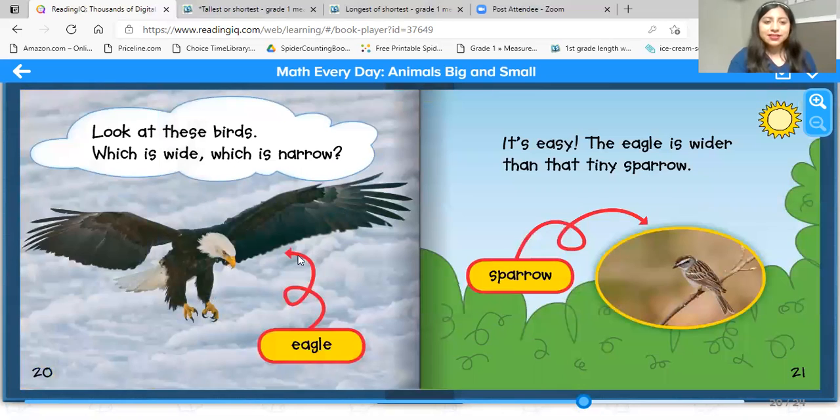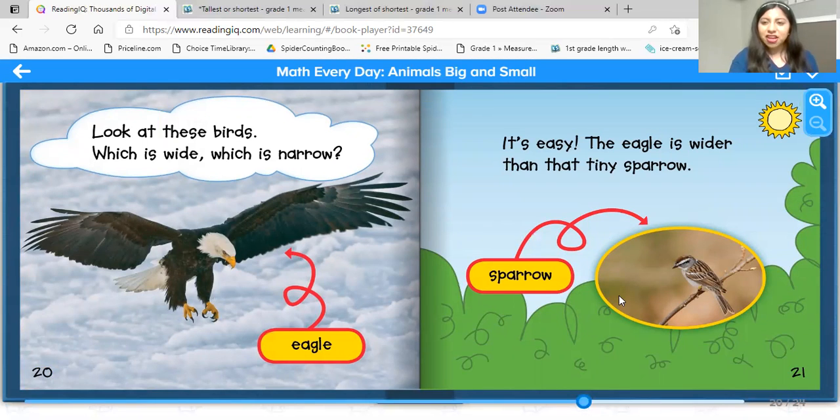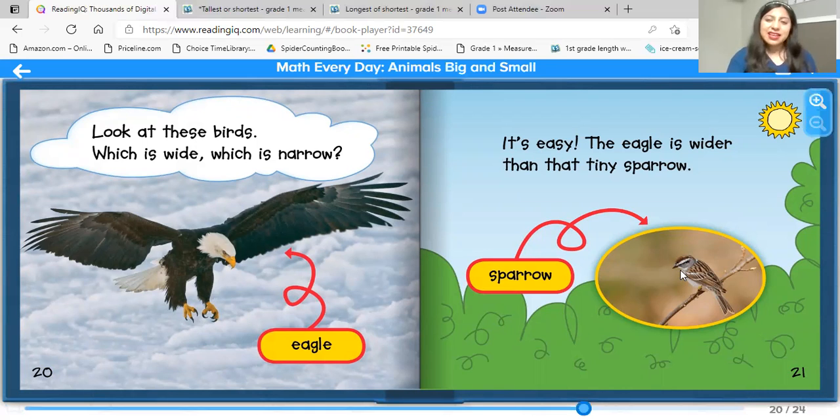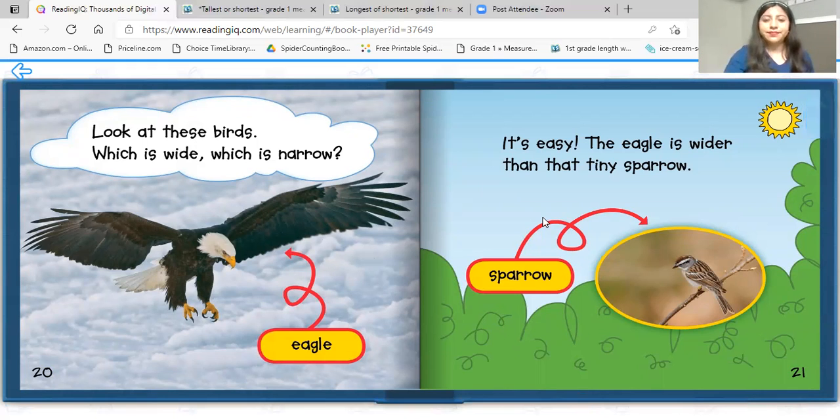Look at these birds. Which one's wide and which one's narrow? I think you're right. Yes, it's easier to tell that the eagle is wider than the sparrow, right? The sparrow is not spreading his wings, and the eagle looks much bigger and wider.